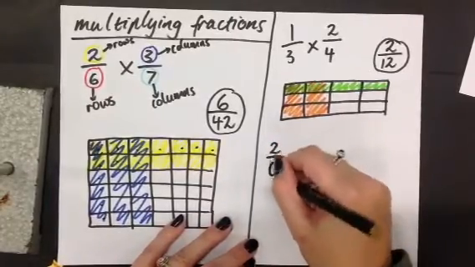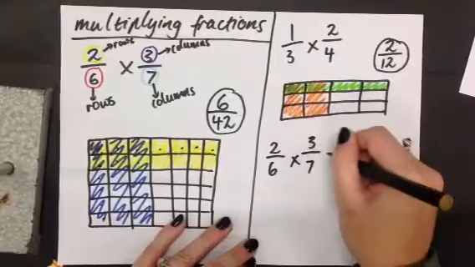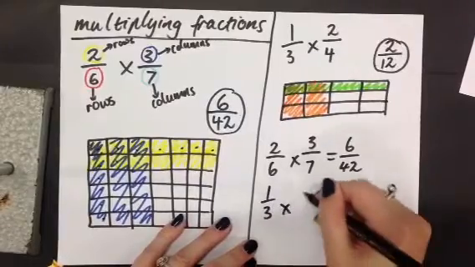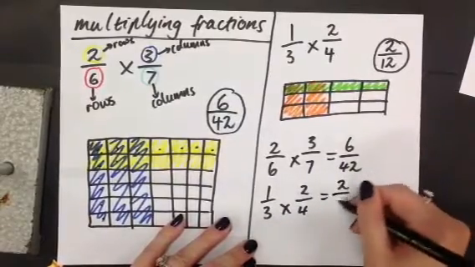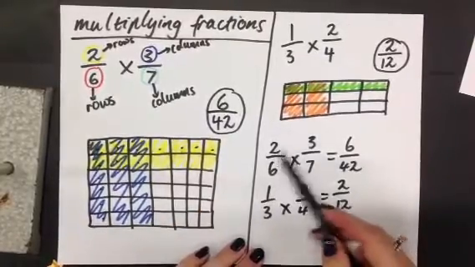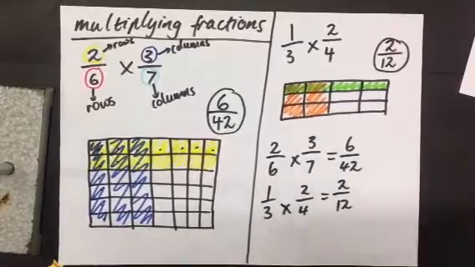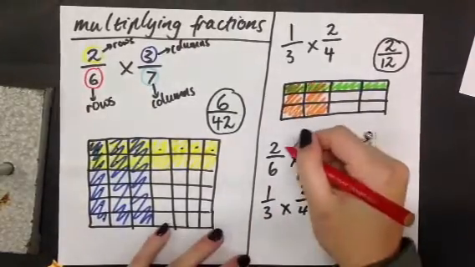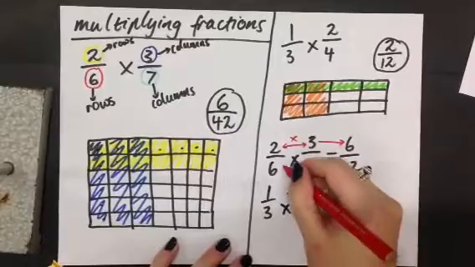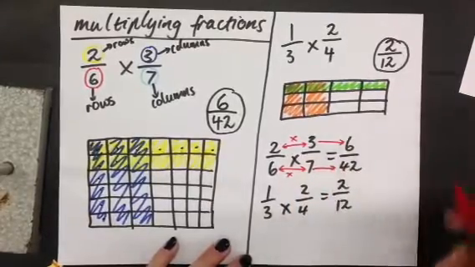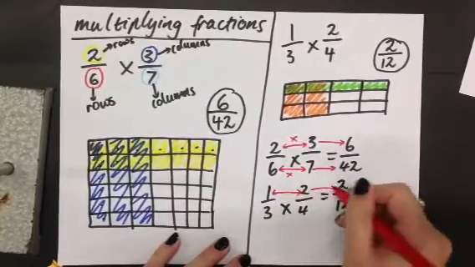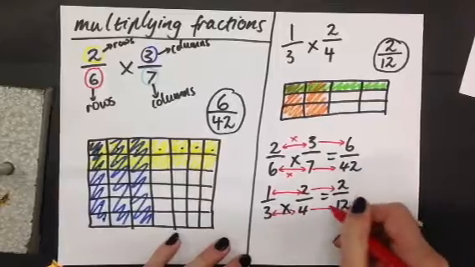Now we're going to look for a pattern to see if there's an easier way to complete this multiplication. Now, 6 is my answer, and my original numbers were 2 and 3 and 6 and 7. Well, 2 times 3 equals 6. My other number, 42: 6 times 7 equals 42. 1 times 2 gave me 2, and 3 times 4 gives me 12.